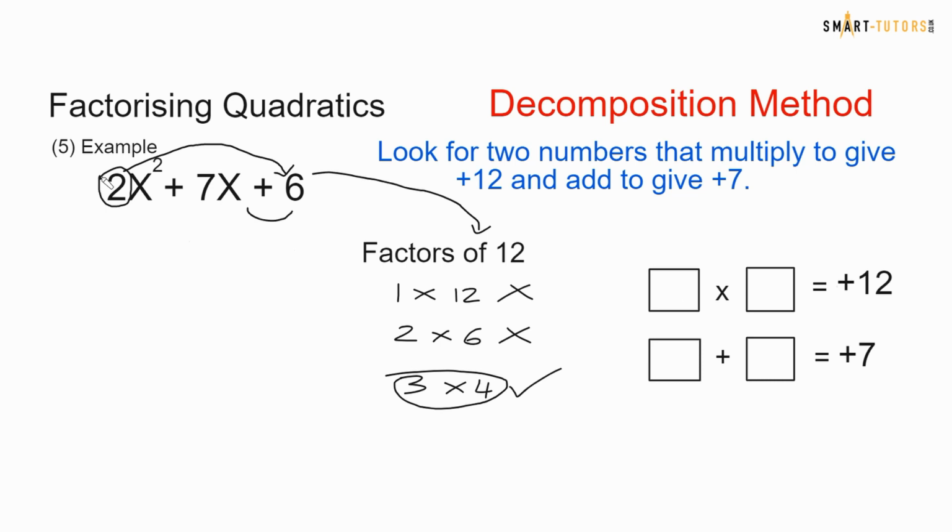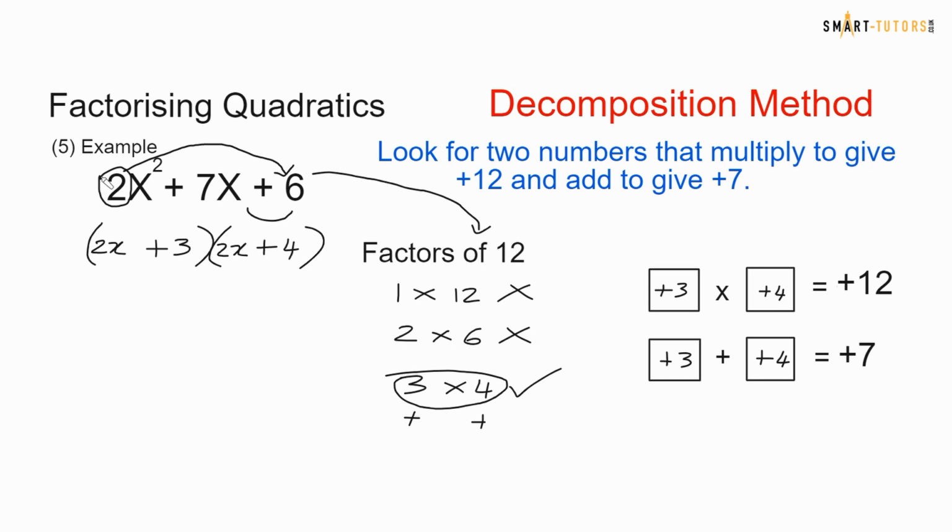In order to get the plus 7, we need to give plus 3 and plus 4. So here plus 3 times plus 4 is plus 12, plus 3 plus 4 is plus 7. So the answer is plus 3 and plus 4. Now to write the answer, we are going to write two brackets. If the question starts with 2x squared, write 2x at the start. The answer is plus 3 and plus 4.